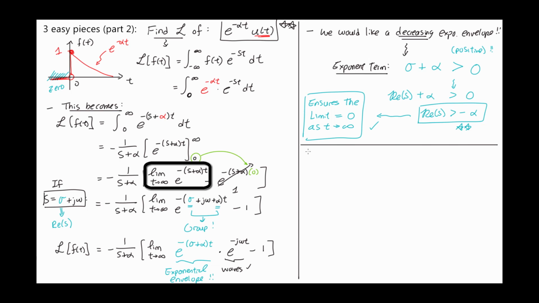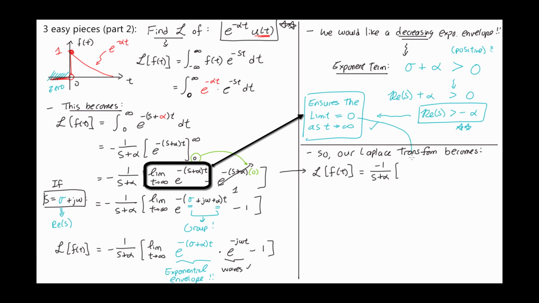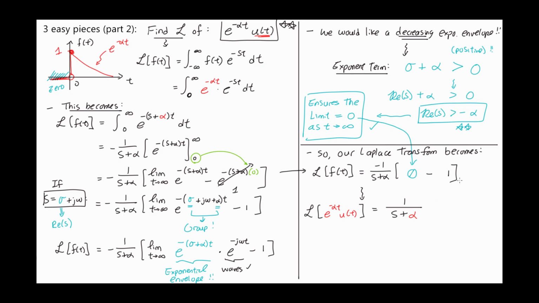So with all that in mind, our Laplace transform equals the following. First, we're going to just copy that equation right there. The Laplace transform of f of t equals negative 1 over s plus alpha times, now with all these facts, the limit is going to be 0, and then minus 1 at the end. Great. That means the complete solution, which is the Laplace transform of an exponentially decreasing step function, is now equal to 1 over s plus alpha, where alpha is the decay constant. Dude, that's just the answer.